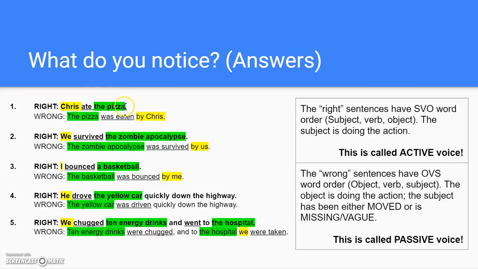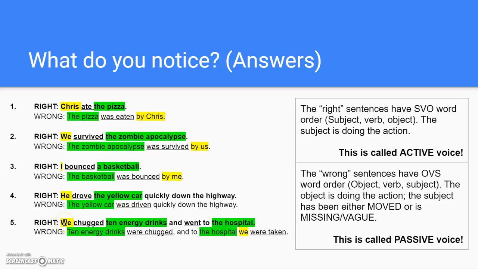This is SVO word order. Same thing with number 2. We survived the zombie apocalypse. Number 3. I bounced a basketball. I'm doing the action. What did I bounce? A basketball. Number 4. He drove the yellow car. And where and how did he drive it? Quickly down the highway.